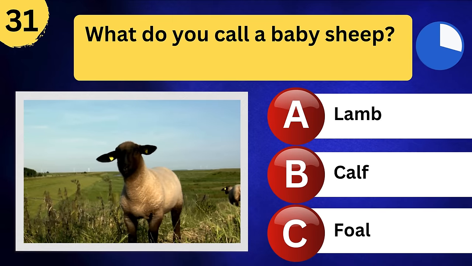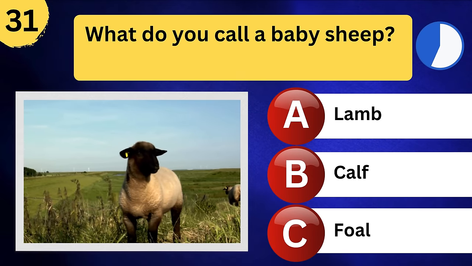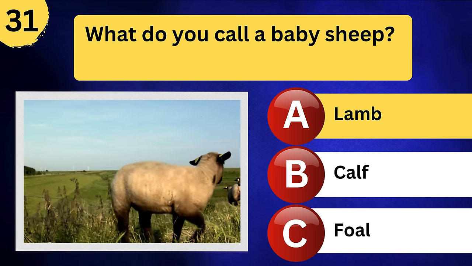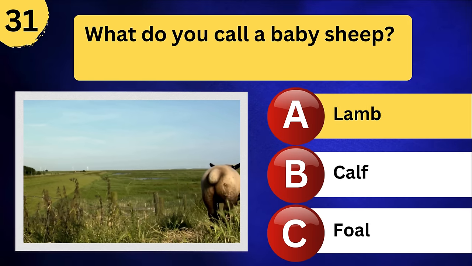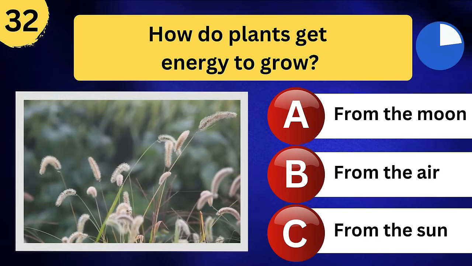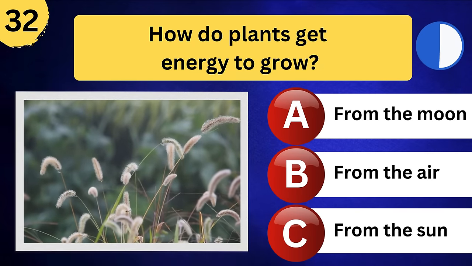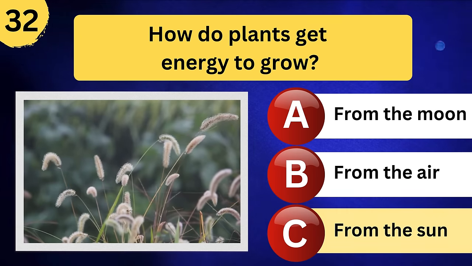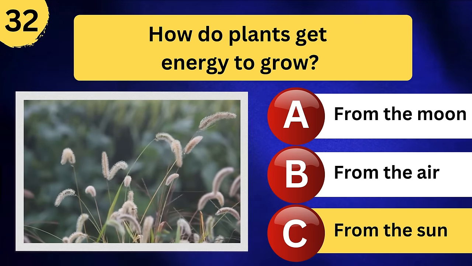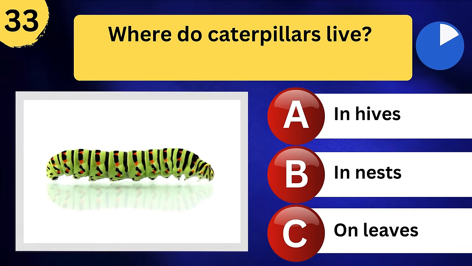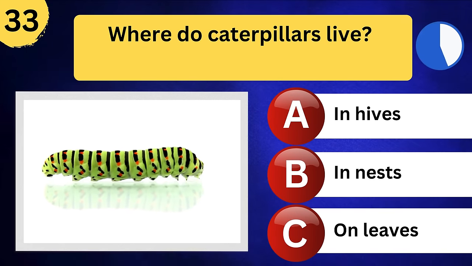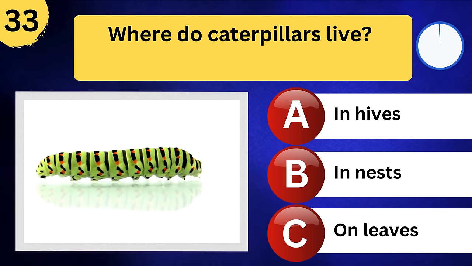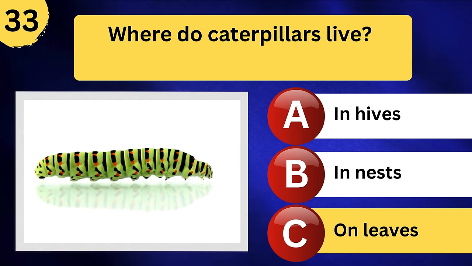What do you call a baby sheep? Lamb. How do plants get energy to grow? From the sun. Where do caterpillars live? On leaves.